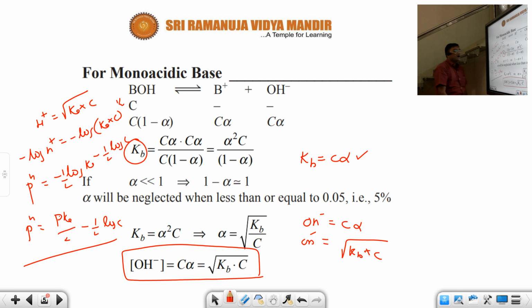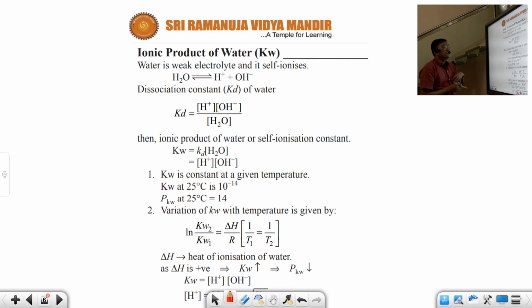So this is how one can calculate the pH for a weak acid, and for a strong acid, pH is equal to minus log H plus. Hope you are clear. Now let us see the ionic product of water.